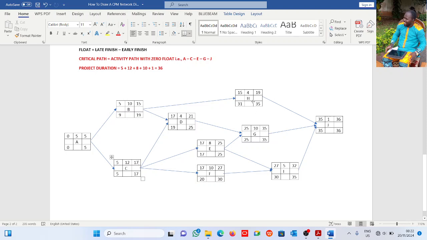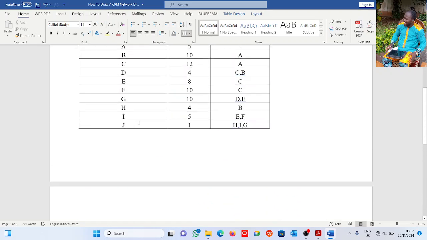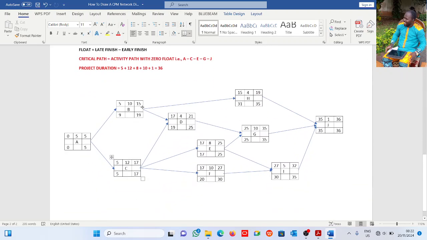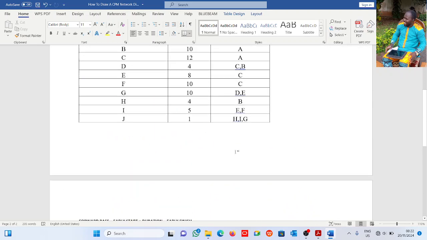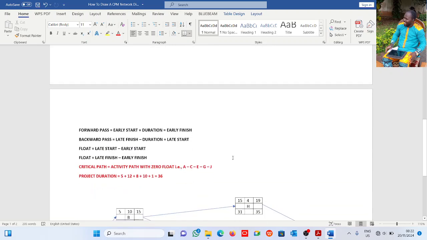Now activity H. Activity H has B as predecessor, so the early finish of B becomes the early start here. 15 plus 4 gives us 19. Activity I has both E and F as predecessors, and the duration is 5.